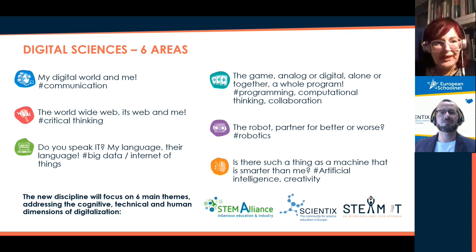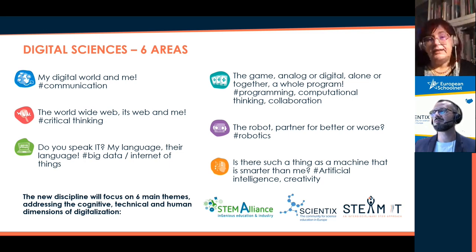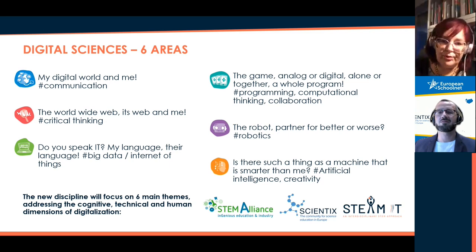The third area is more on the language of machines. Do you speak IT, my language and their language? There is a lot of knowledge, technical know-how, and also know-how to be on big data and on the Internet of Things. The fourth is also very exciting. It's all about the game, analog or digital, alone or together, a whole program, not only in the sense of an entertaining program, but also in the sense of programming language. So there, the computational thinking process is very important, and collaboration too.